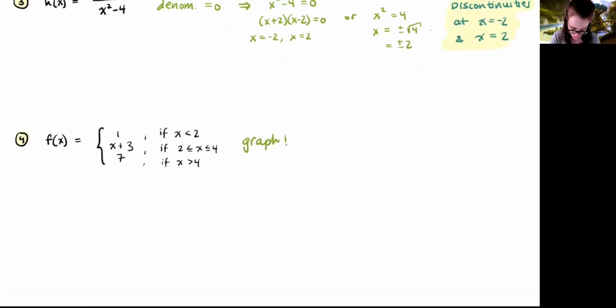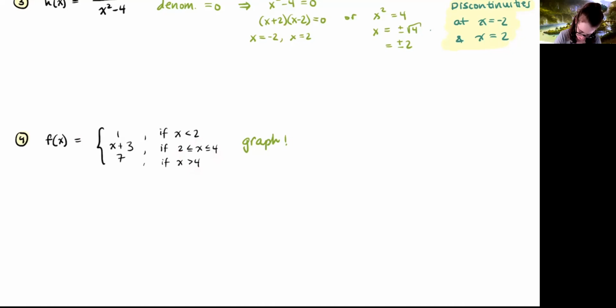Now each part individually, the 1 and the x plus 3 and the 7, these are all polynomials. I know the 1 and the 7 don't look like it, but they're just constant polynomials, really boring ones. So individually, each of the parts won't have any issues. The only point that we might have some problems at, or a jump in the graph if they're not meeting in the right way, is where the function switches. At 2, there's a switch, and then at 4, there's a switch. Okay, so let's see what happens when we graph this.